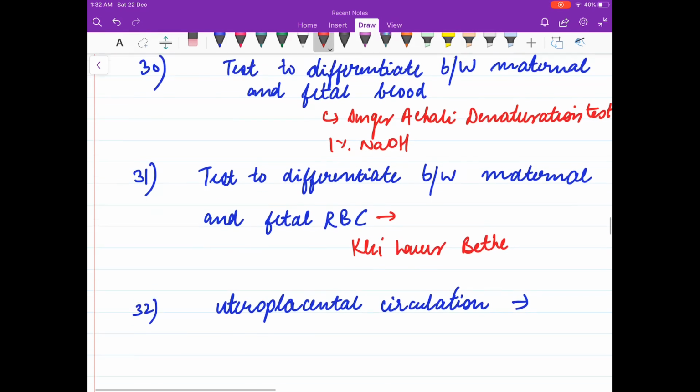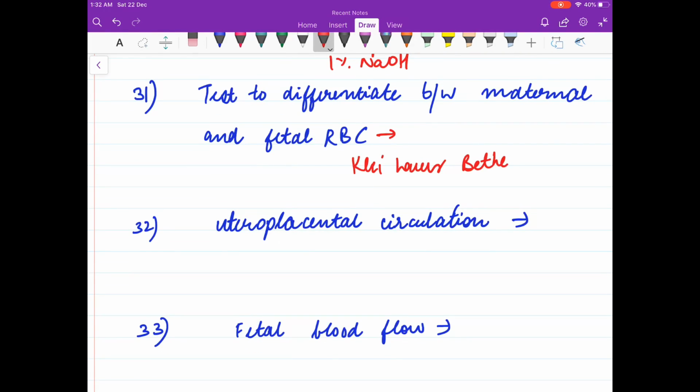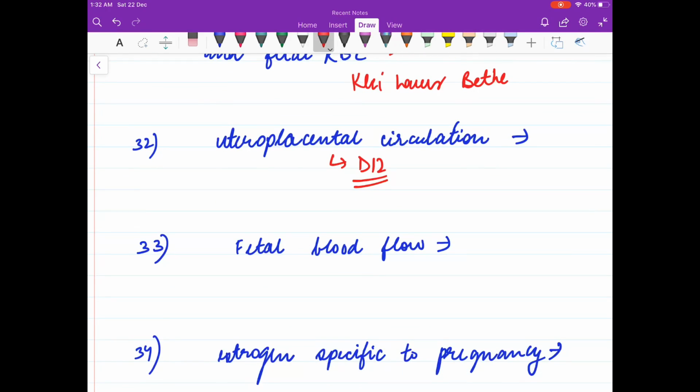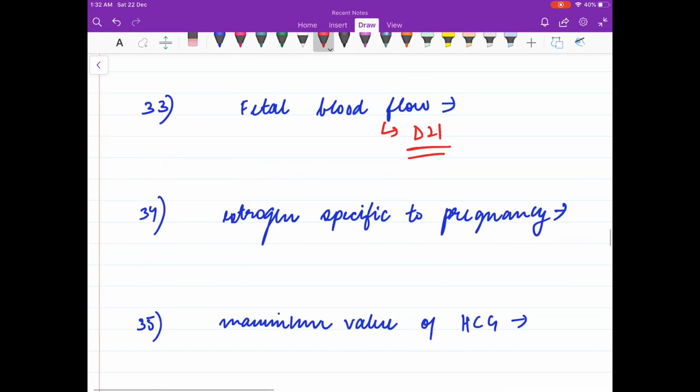And it is a quantitative test. Uteroplacental circulation is established on day 12, and fetal blood flow is established on day 21.